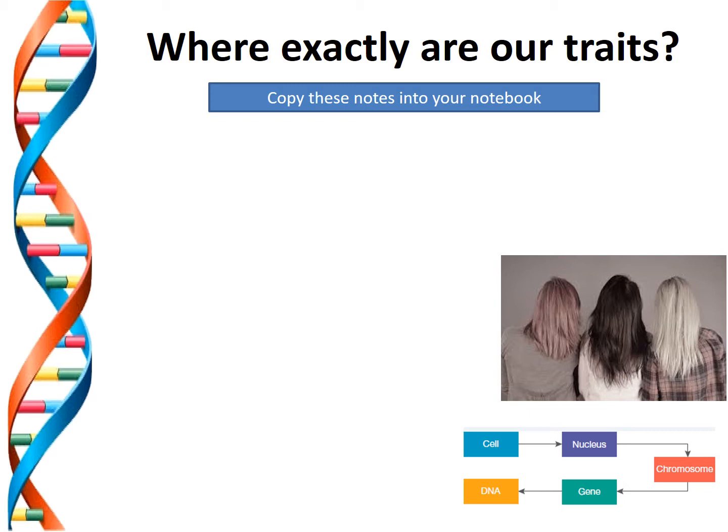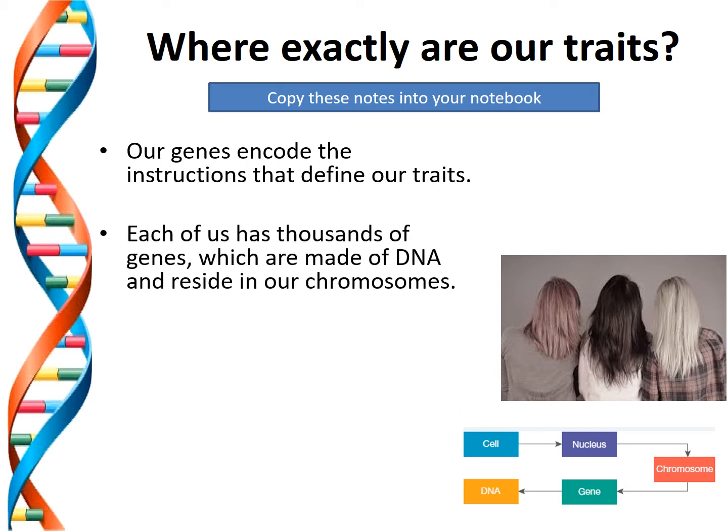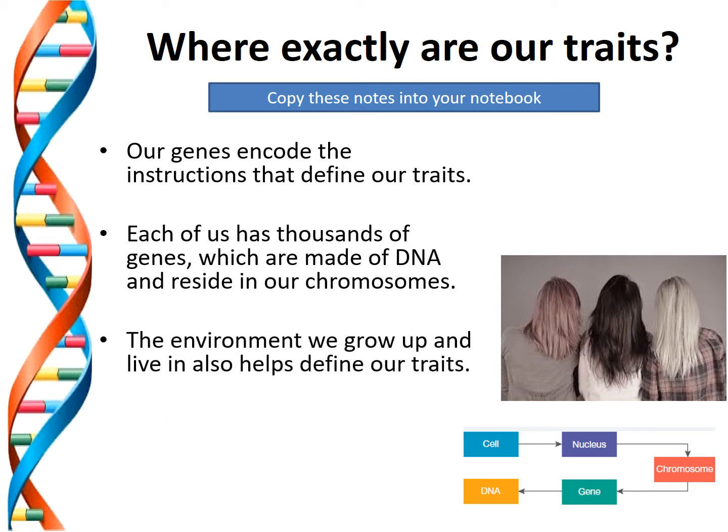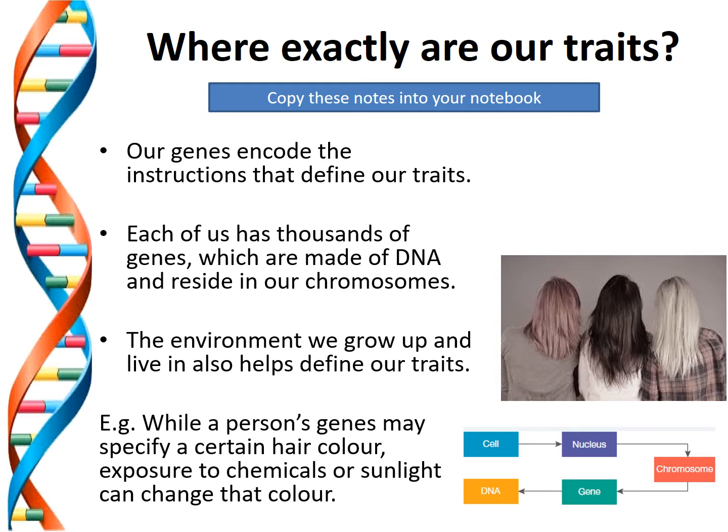I'd like you to copy the notes from this slide into your notebook. Our genes encode the instructions that define our traits. Each of us has thousands of genes, which are made up of DNA, which reside inside of our chromosomes. The environment we grow up and live in also helps define our traits. For example, while a person's genes may specify a certain hair colour, exposure to chemicals or sunlight can change that hair colour.